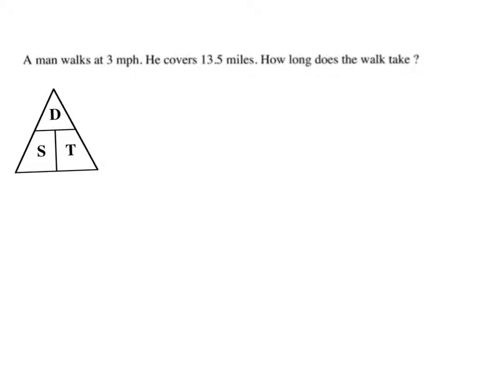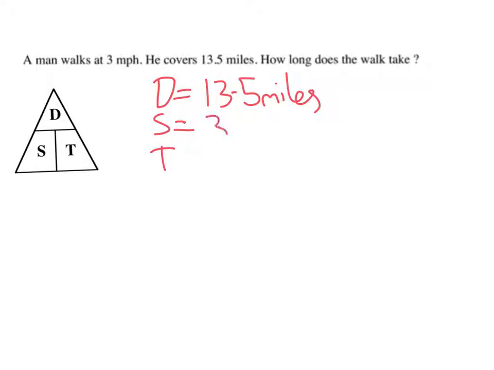In this video we're going to calculate time using the time, distance, speed triangle. So first thing we do is we write out the information we've got. The distance is 13.5 miles. The speed is 3 miles an hour. And the time is what we need to calculate.